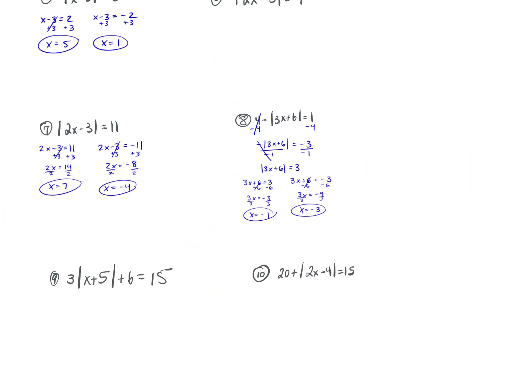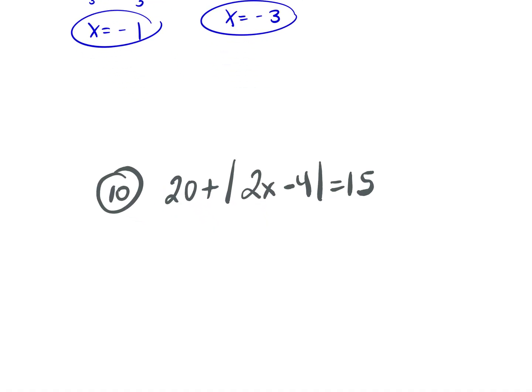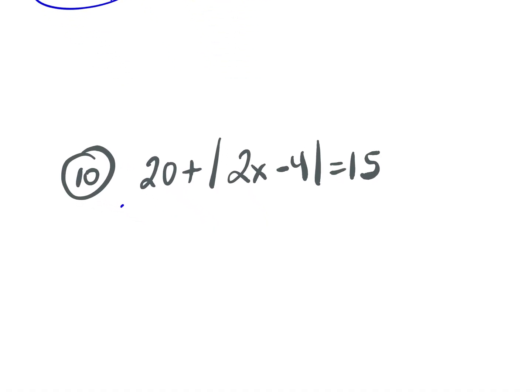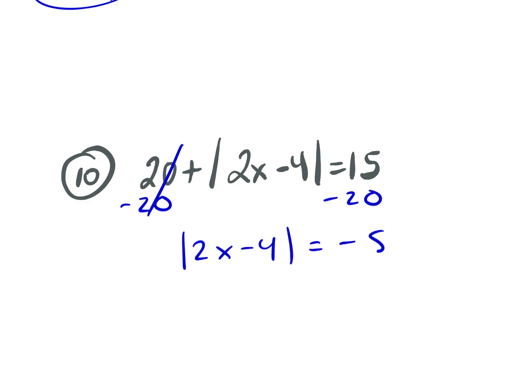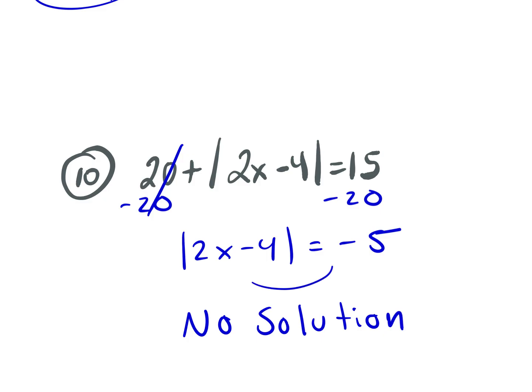All right, let's do number 10. What should we do first with number 10? Subtract the 20. So the absolute value of 2x minus 4 equals negative 5. Now we need to think about this for a second. What did we say that an absolute value does to our number? Makes it positive. So is it possible for my absolute value to equal a negative number? No. So what do you think our answer would be here? No solution. If you have an absolute value equals a negative number, your answer is going to be no solution.